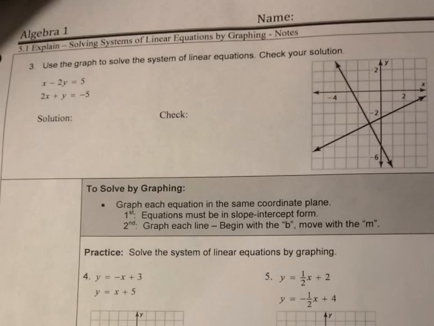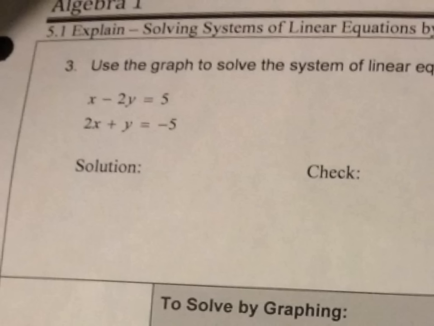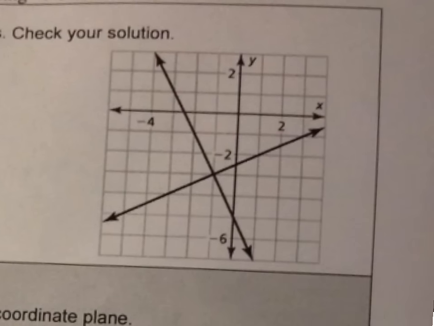Now let's try number 3. Number 3 says to use the graph to solve the system of linear equations, and then we need to check our solution. They've given us two equations, and together these equations are a system. They've actually given us the graph for both of these equations already. So think about it. Are these lines crossing? Are they intersecting? Are they parallel? Or is it the same line?